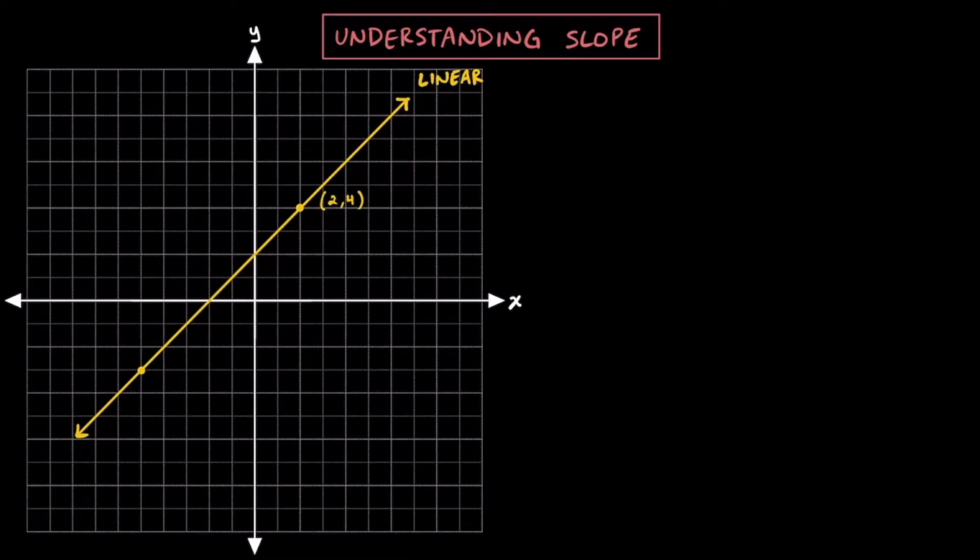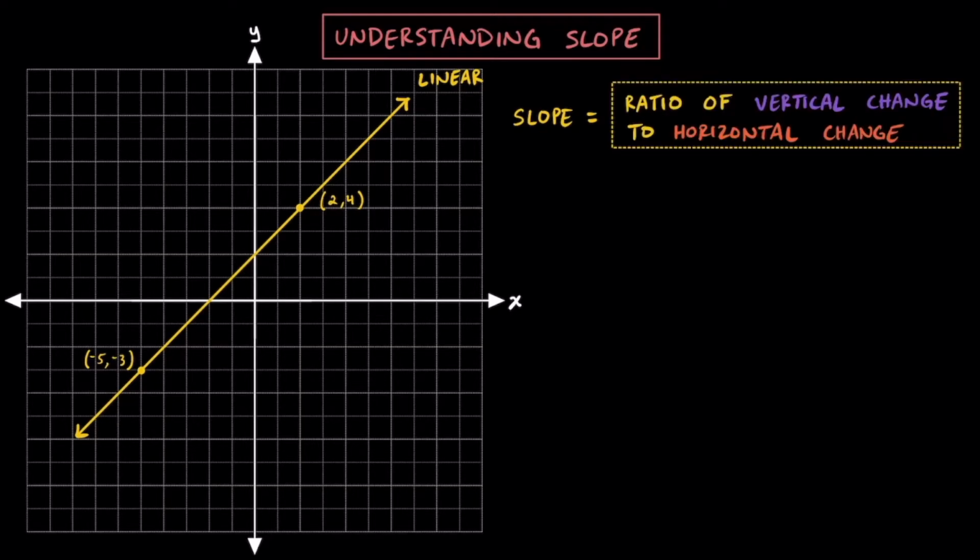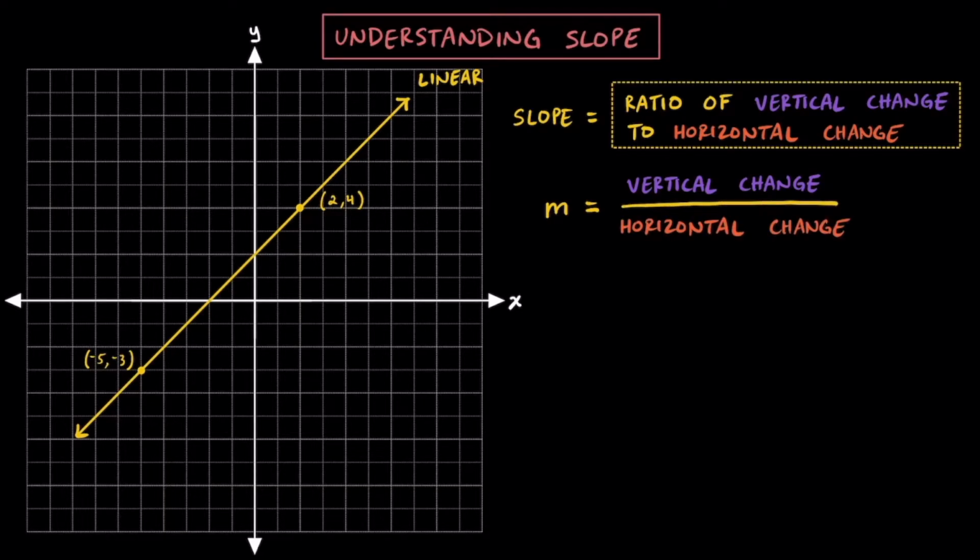Our points are (2, 4) and (-5, -3), and try to remember that slope is just the ratio of vertical change to horizontal change between 2 points. By vertical change, I mean how far these points are from each other in a vertical direction, or up and down, and by horizontal change, I mean horizontal distance, or the distance left and right between these 2 points. While I know it's a little weird, we actually use the variable m to represent slope. Writing this ratio in fraction form, we can say m, or the slope, is equal to the ratio of the vertical change or vertical distance to the horizontal change or horizontal distance between the 2 points.